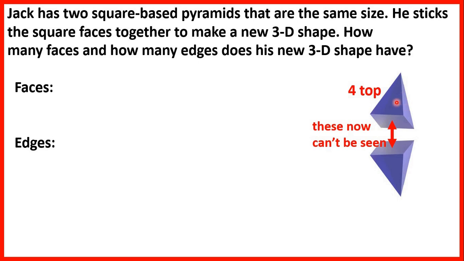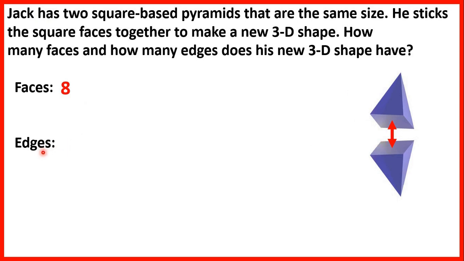We can see 2 of them, and we know that there will be 2 behind because it's a square-based pyramid, and we have a face connecting each part of the square to the top, and we will also have 4 faces on the bottom. So altogether, if there are 4 faces on the top and 4 on the bottom, there will be 8 faces in his shape altogether.